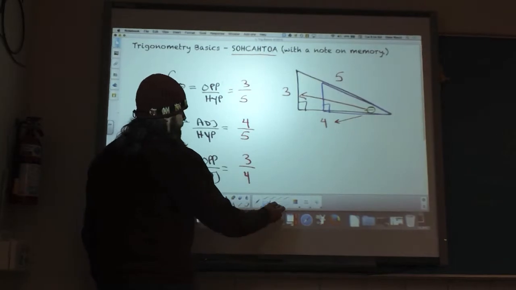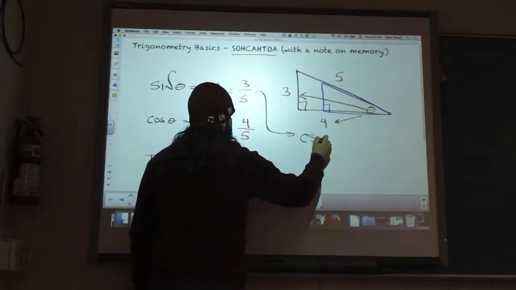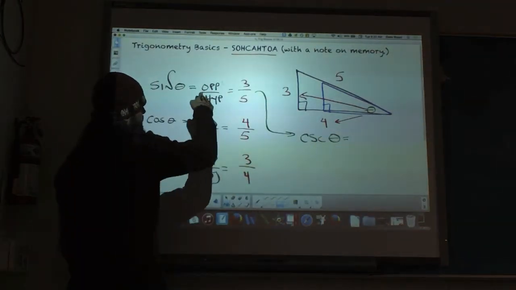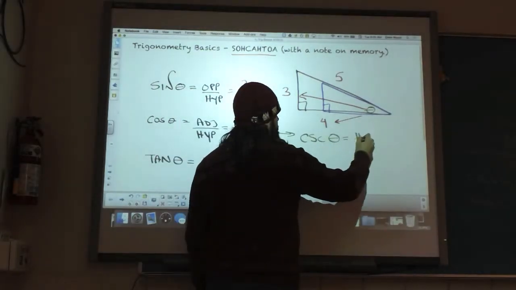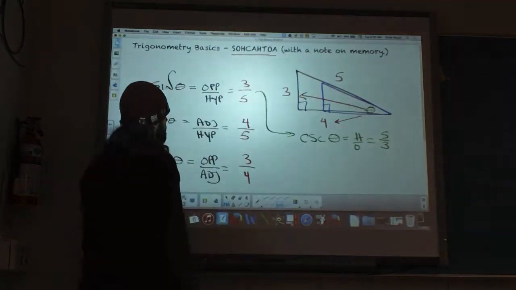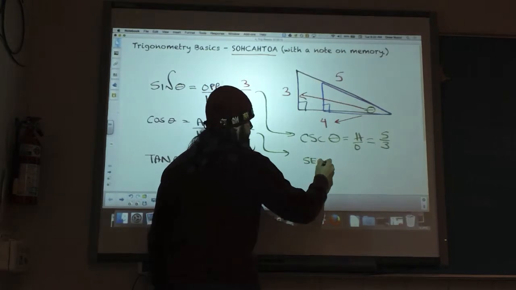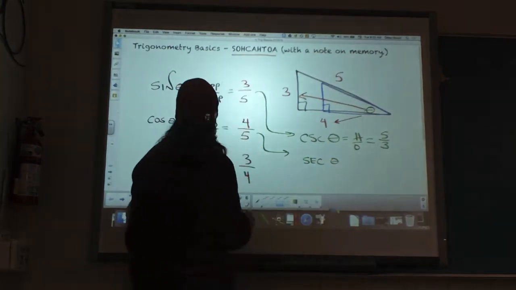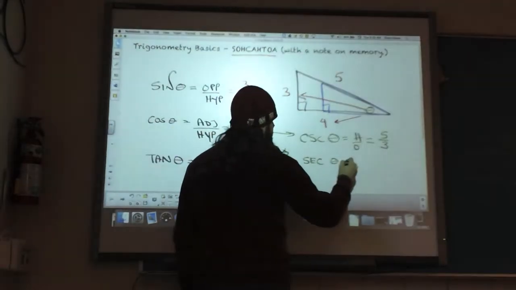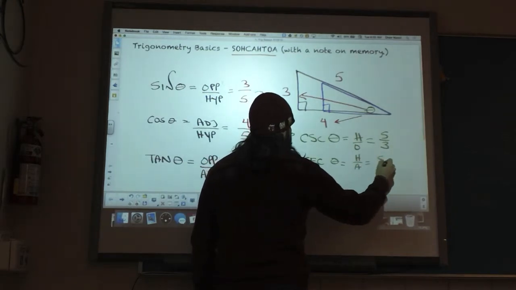So for example, the reciprocal of sine is called cosecant. So the cosecant of the angle is not opposite over hypotenuse, but it's hypotenuse over opposite. So it would be 5/3. The reciprocal of cosine is called secant. The secant of that angle, instead of being adjacent over hypotenuse, is hypotenuse over adjacent. So hypotenuse over adjacent, that's 5 over 4.